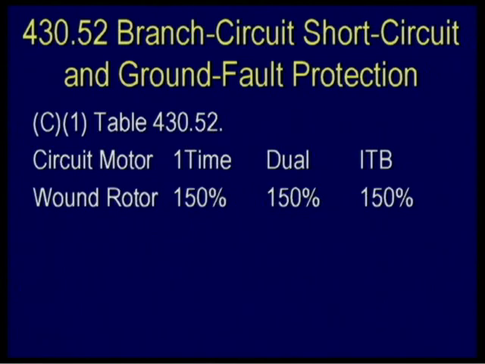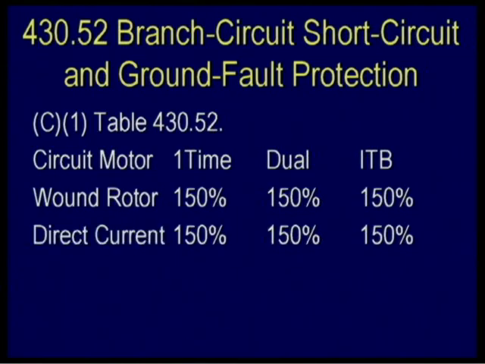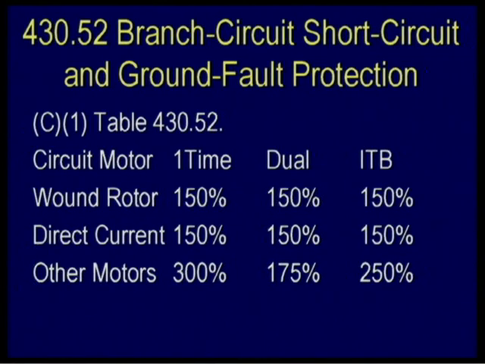And then there's a table. Basically, the table says, depending upon the type of the motor and the type of the protection device, you have a different percentage. If you're going to be using other motors, let's say not wound rotor, not DC, if you're going to use a nontime-delay fuse, then the fuse would be 300%. If it's a dual element fuse, then you go 175. And if it's an inverse time breaker, then you're going to go 250%.